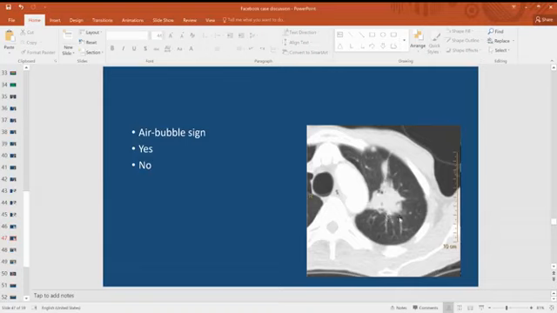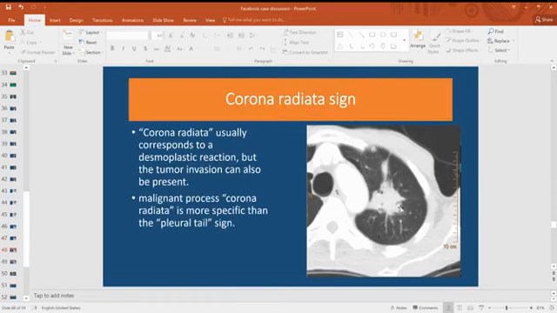What is the air bubble sign? As we see here, in the superior aspect of the mass we have two air bubbles, and this is the air bubble sign, and it is seen in this patient. The air bubble sign can be seen in benign conditions and in malignant conditions. A benign condition like hydatid cyst. In malignant conditions, we see it in adenocarcinoma of the lung, as in this patient.